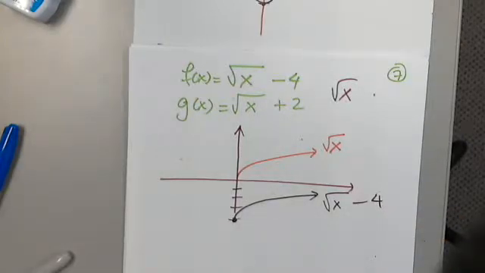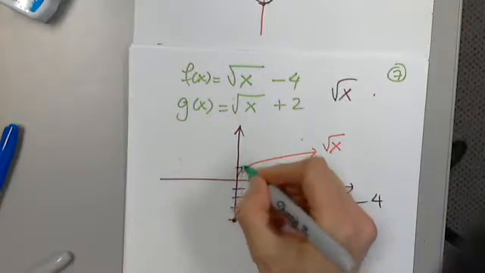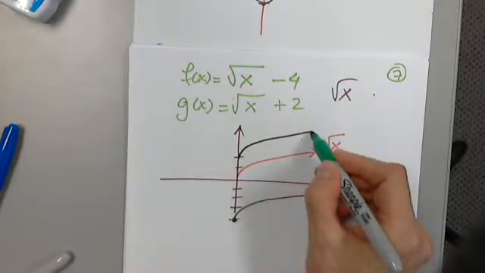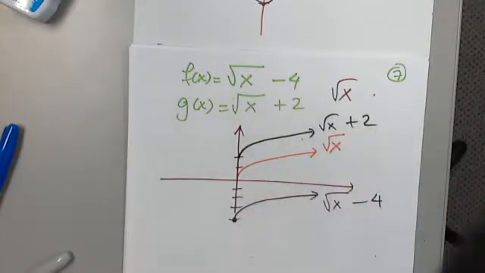What about the second function? Yes, because we are not changing x, we are changing y. So this will be the other graph. The square root of x plus 2.